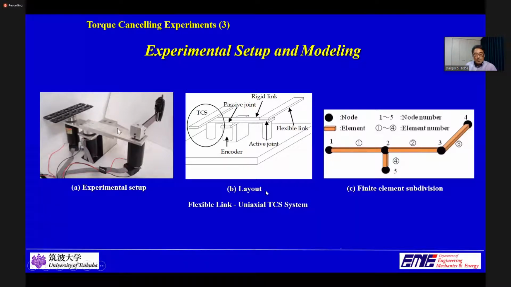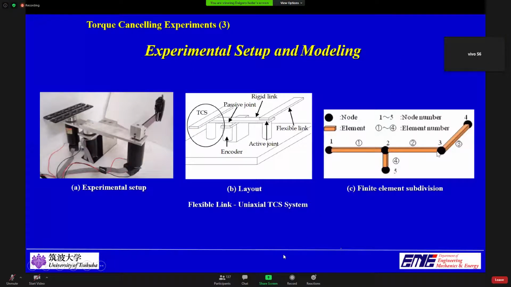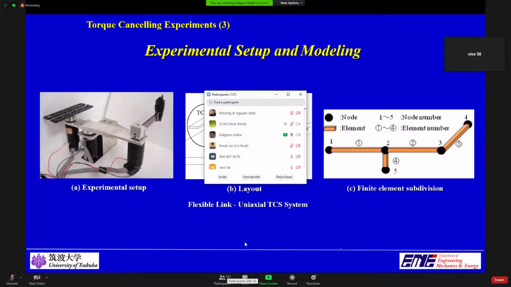This flexible link is made of polycarbonate, where the elastic deformation should not be neglected in the inverse dynamics calculation. The whole system is modeled with a total of 4 elements and 5 nodes as shown in this figure. The capabilities of modeling and computing the dynamics are the main feature of this program.